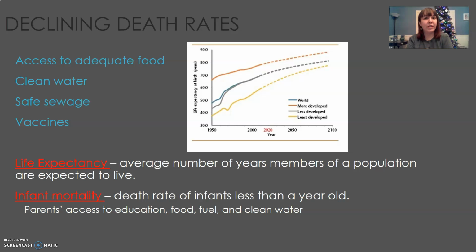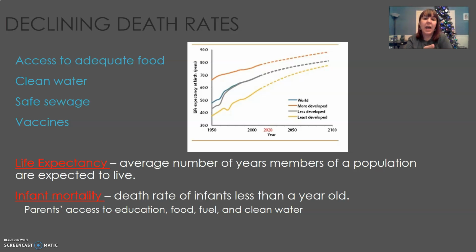Safe sewage, again, transmission of diseases. If we don't have safe sewage, then you get more people getting sick and dying. And then access to vaccines. A lot of the diseases like polio or measles that caused a lot of deaths in the past, we now have vaccines for and don't have to worry about. We don't have many children dying of measles every year.